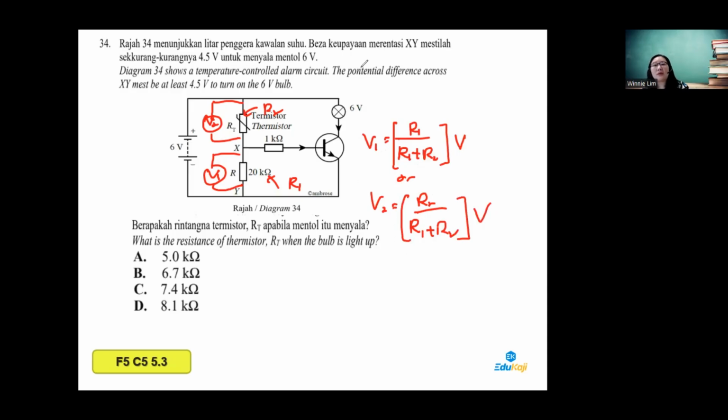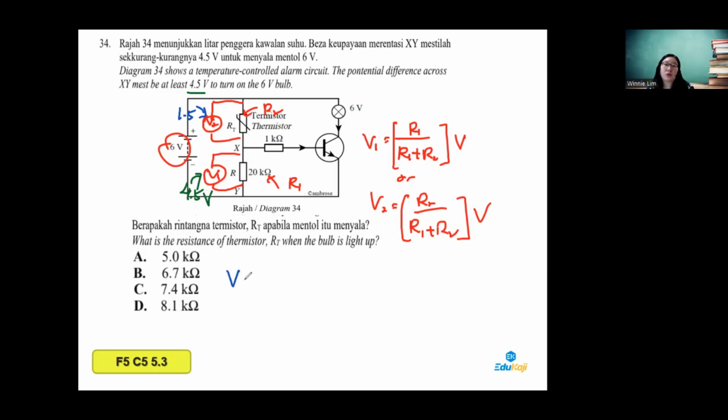Then next, of course, you also need to know the voltage across. So if your total voltage is 6, that's said already, you want it to light up. The voltage here is how much? 4.5, the V1. Then of course, automatically 6 minus 4.5, you get 1.5 for this one. So now you can use any formula to get the answer.